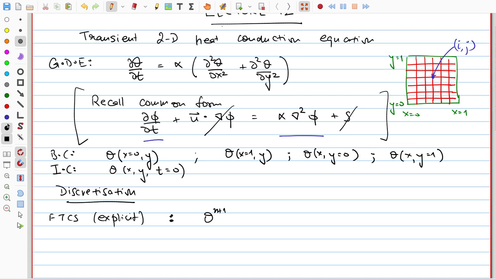Theta will be defined for each spatial node here. So theta will have to be defined for i comma j. Earlier we only had theta at a given i because it was a one dimensional problem in space. Now since we have a 2D problem, we will have to define theta at an i comma j index, or an i comma j point.